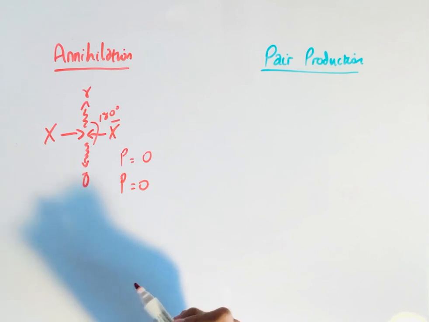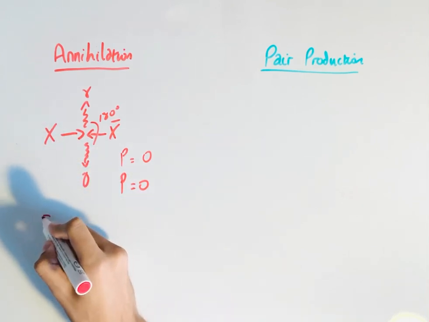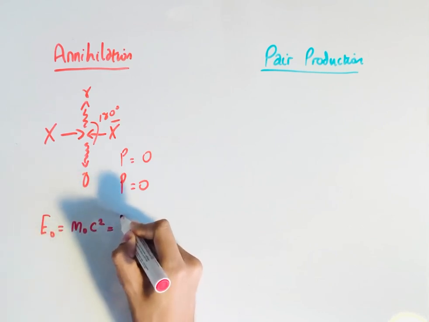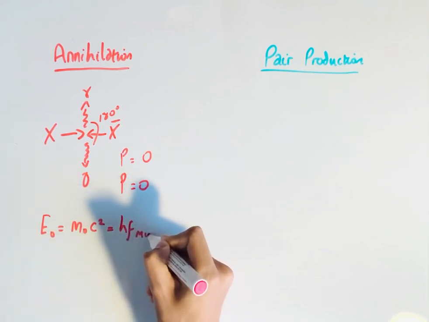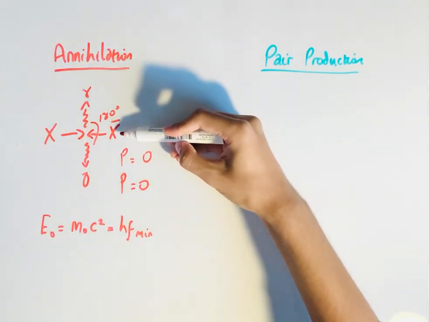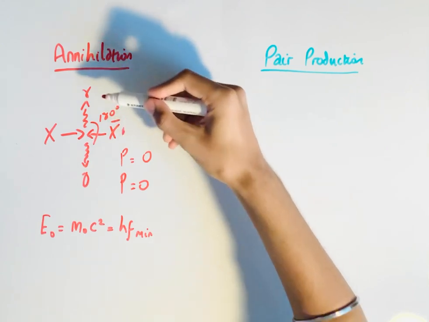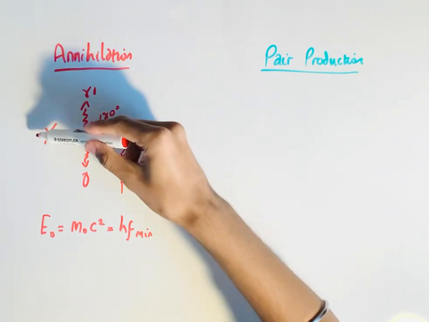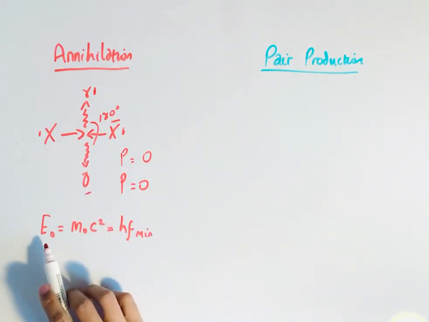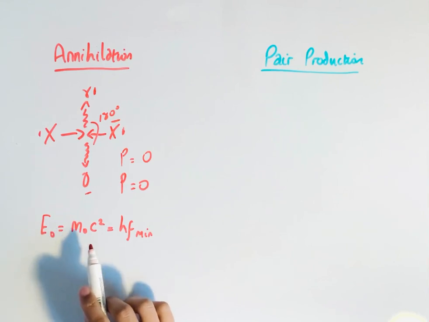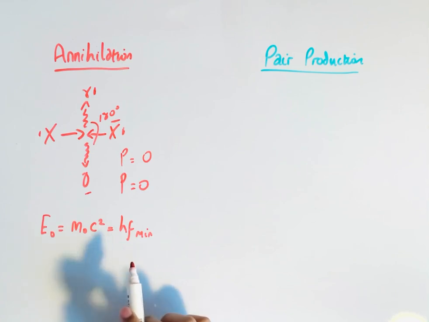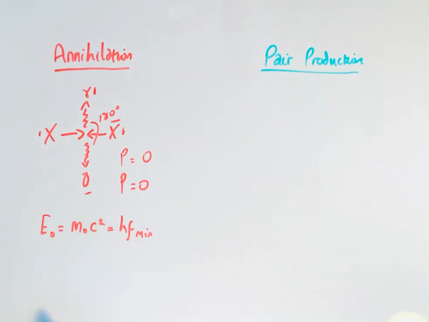During this process, the energy is given by the following equation. Basically, what this means is that all the energy of one particle turns into all the energy of one photon, and all the energy of this particle turns into all the energy of this photon, which means the rest energy of the particle, which is equal to the rest mass multiplied by c squared, is also equal to h times the minimum frequency of the photon emitted, which is fairly simple.